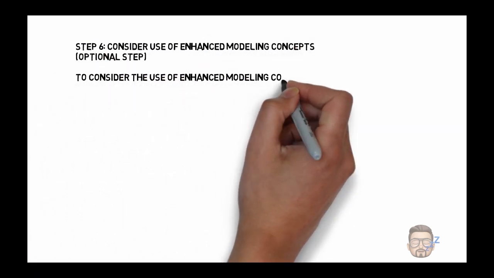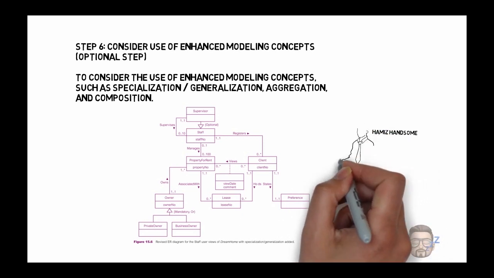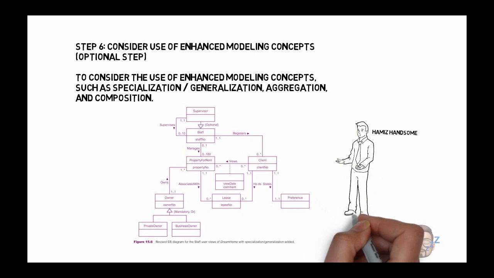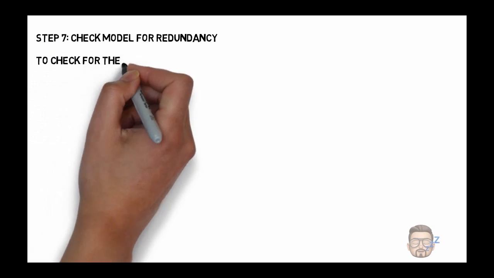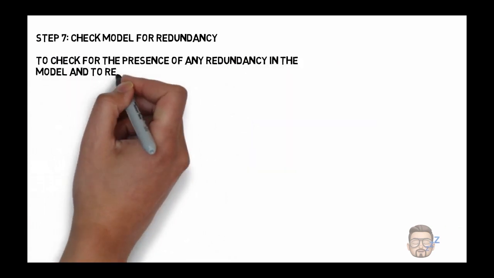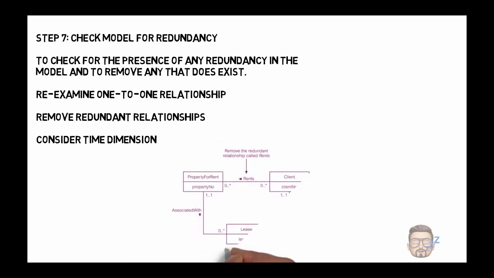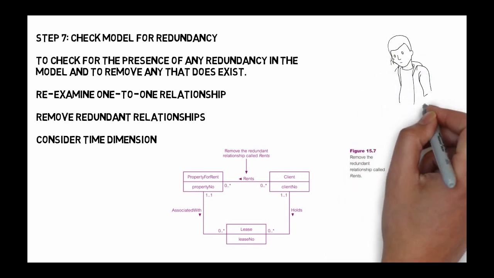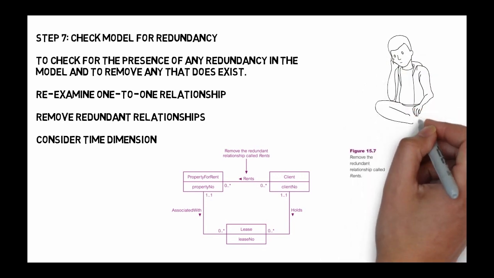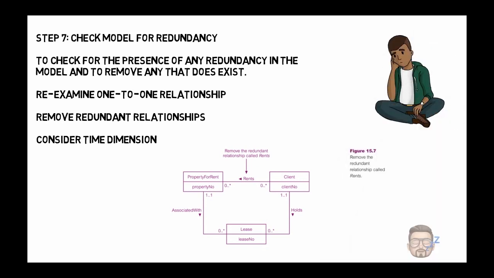Step number 6 is to consider the use of enhanced modeling concepts such as specialization or generalization, aggregation, and composition. Step number 7 is to check the model for redundancy. We would like to check for the presence of any redundancy in the model and to remove any that does exist. We will re-examine one-to-one relationships, remove redundant relationships, and consider the time dimension. If we take a look at the example here, the relationship rent should be removed because we already have the bridge entity of lease in that particular model.